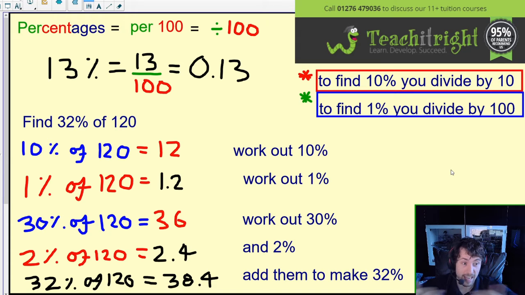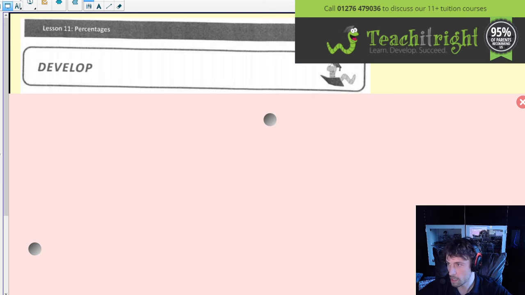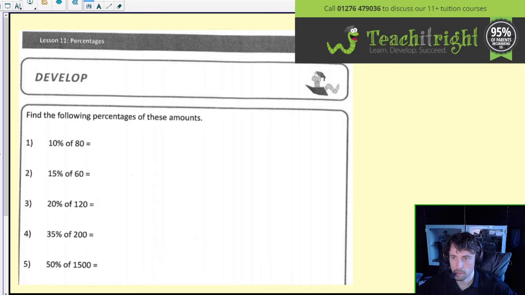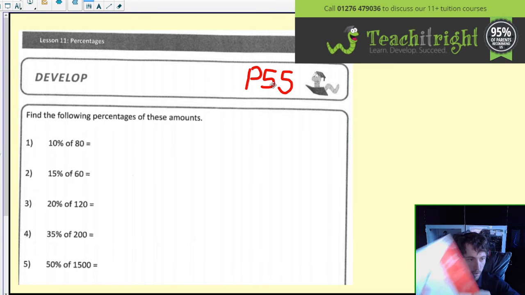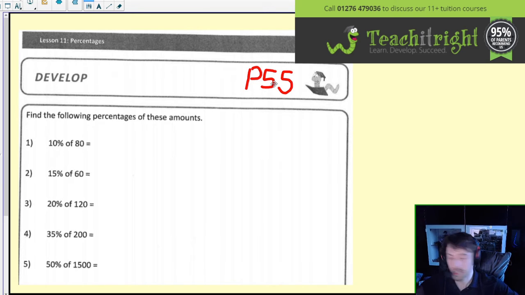Right, everyone. That's an example. Hopefully that makes sense. Maybe worth jotting these down so you've got an example. Hopefully that's useful. What I think we're now going to do is some questions together. So let's put these percentage skills into practice. We're looking at some questions from our Teacher Right workbook. I believe they're on page 55. And again, these are just some nice, simple percentage of amount questions. Now, I would love it if all of you would give these a go.